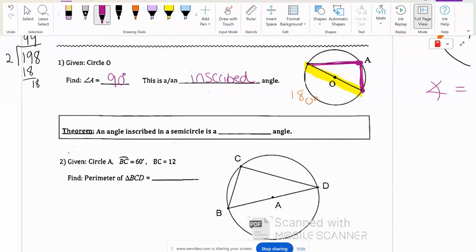All right, that's not a coincidence. This is actually a theorem. We're not doing any proofs with this, but this is just so we could apply it to algebra problems. An angle inscribed in a semicircle is a right angle.